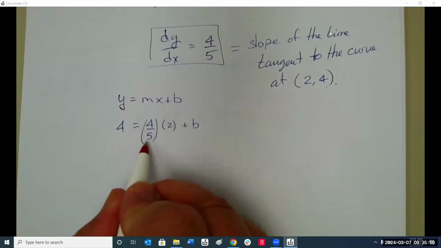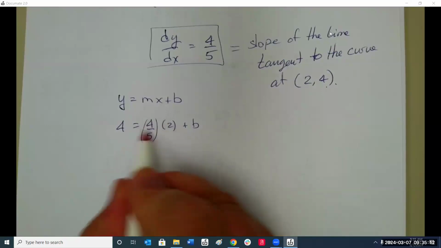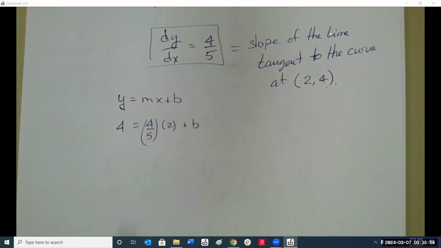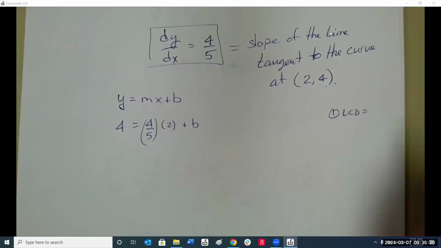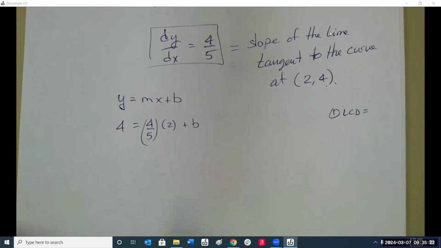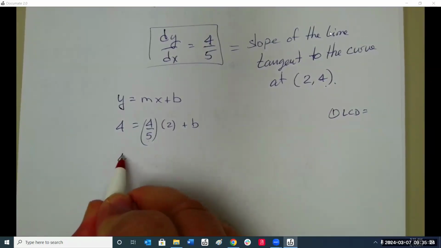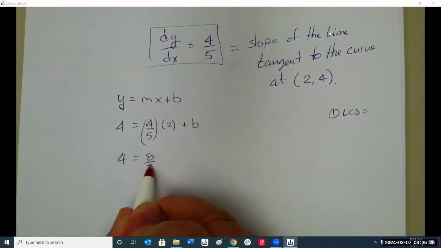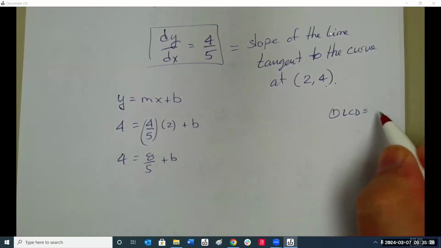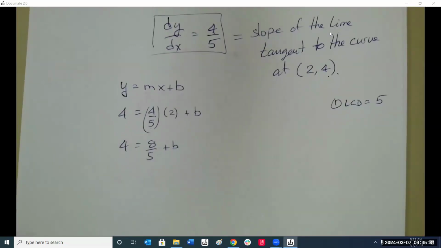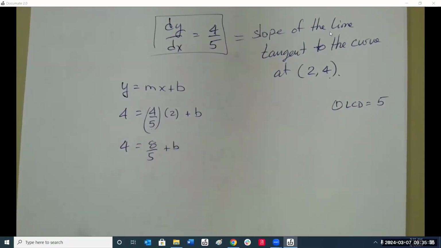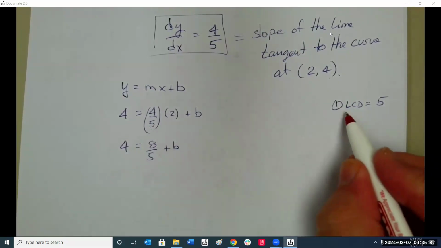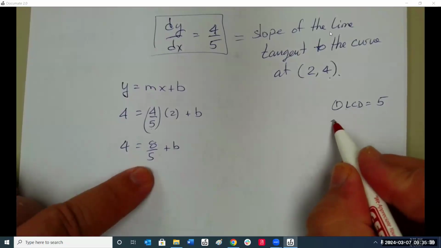So since we have an equal sign and fractions, nothing cancels. Get rid of the fraction. Find the LCD. What's the LCD in this example? What we have here is 4 equals 8/5 plus b. 5 is the only denominator, so the least common denominator is 5.